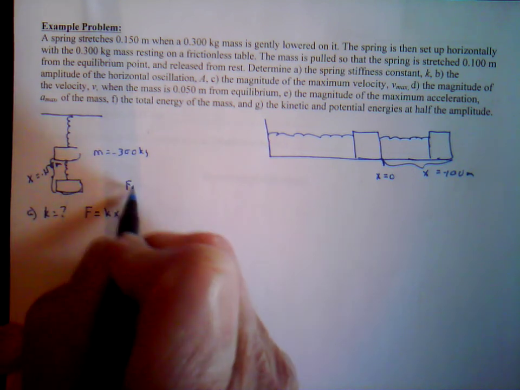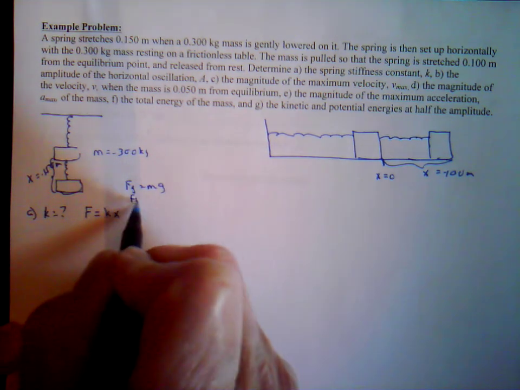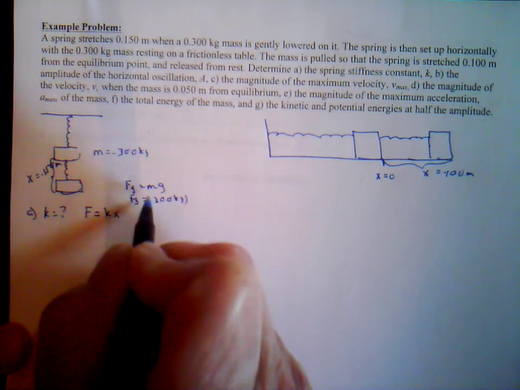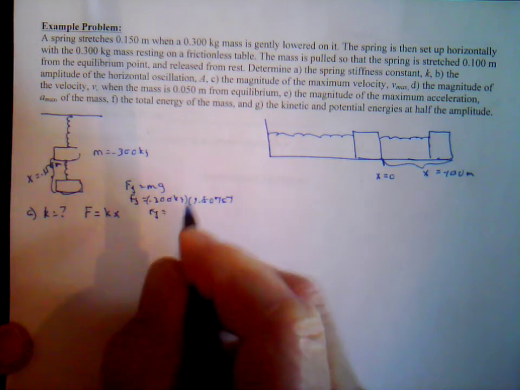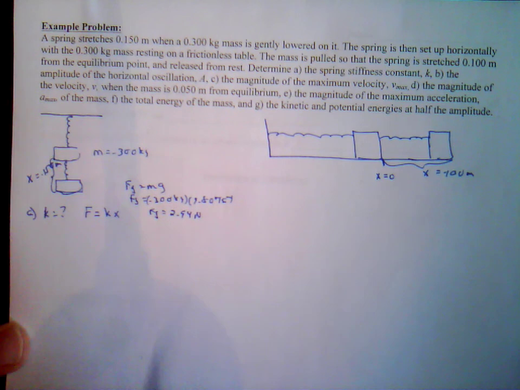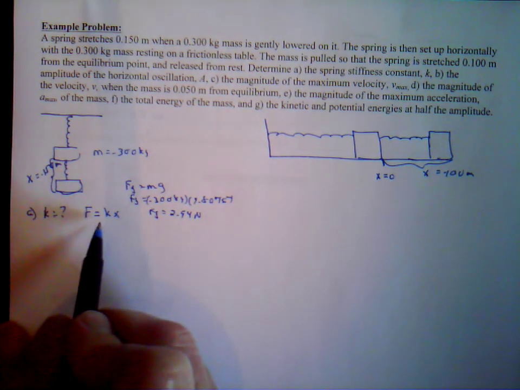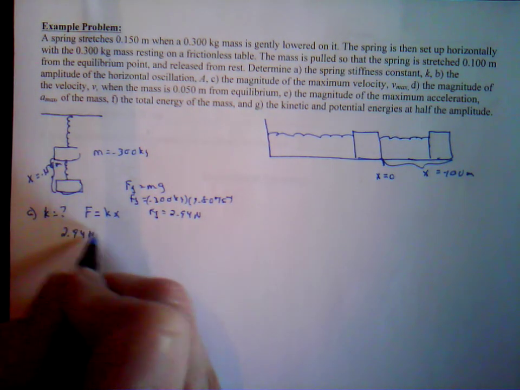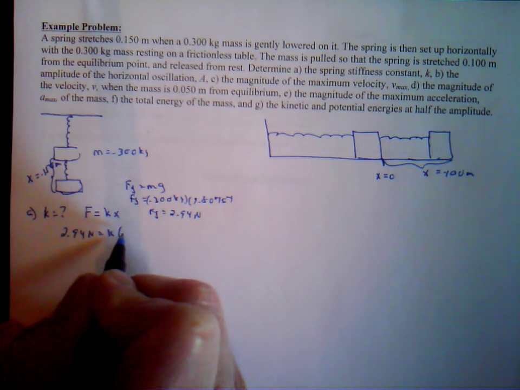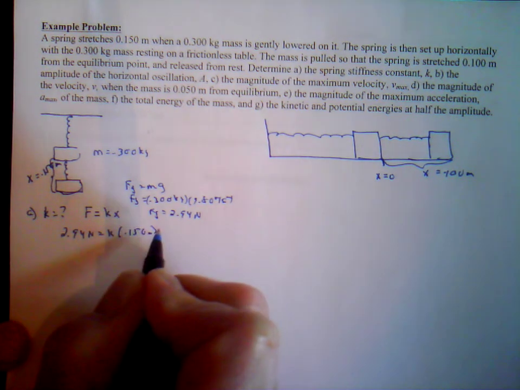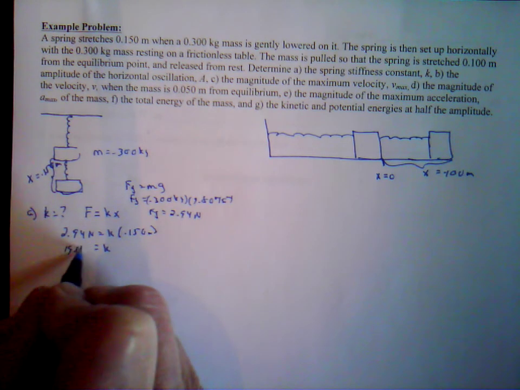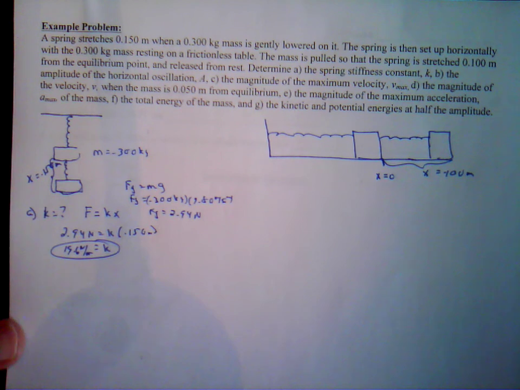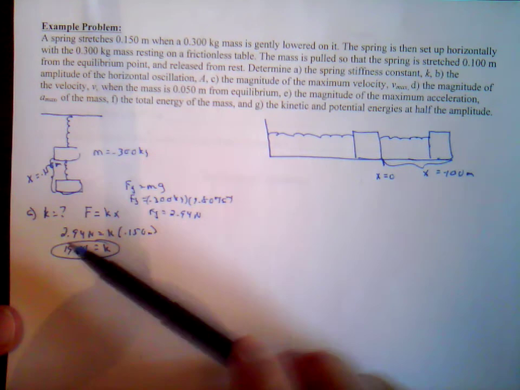So then this force of gravity is equal to mg. Mass is 0.300 kilograms times 9.80 meters per second squared. We get that force of gravity to be 2.94 newtons. So now we can figure out this constant. This is 2.94 newtons equals a constant times x, which is 0.150 meters. We get the spring stiffness constant to be 19.6 newtons per meter. So this first information gave us the quantities that we can use to determine the spring stiffness constant.